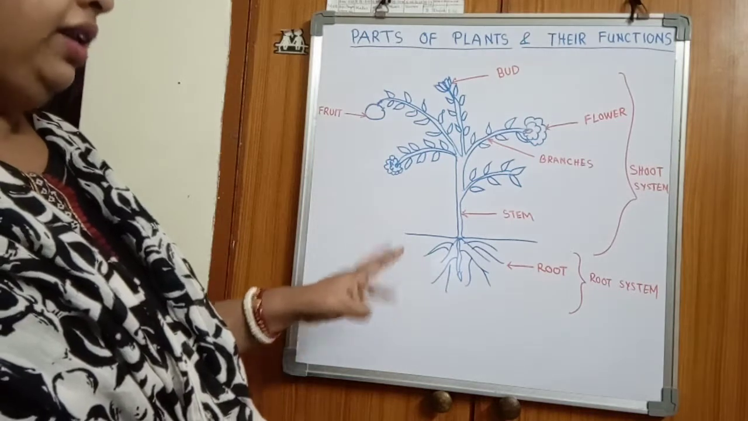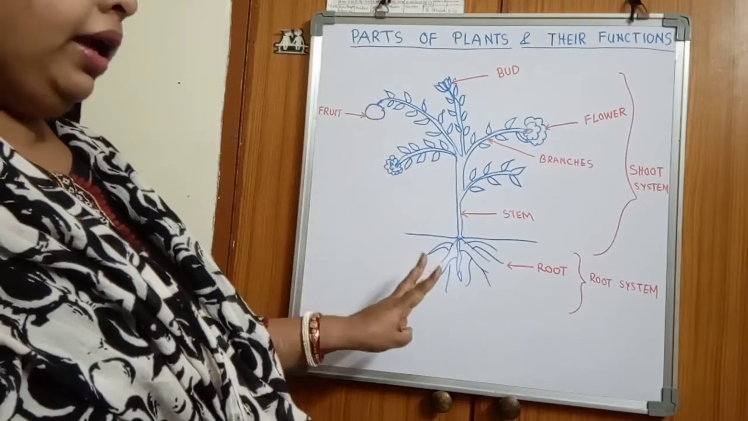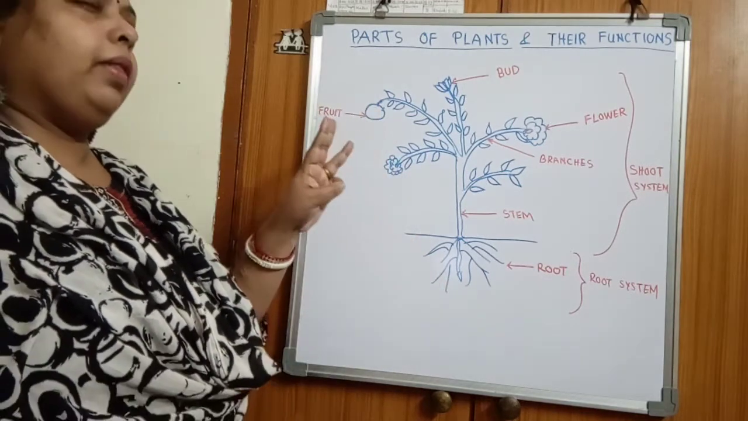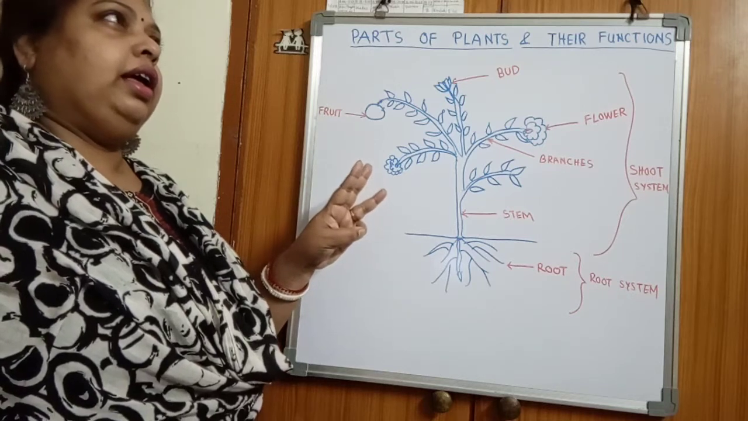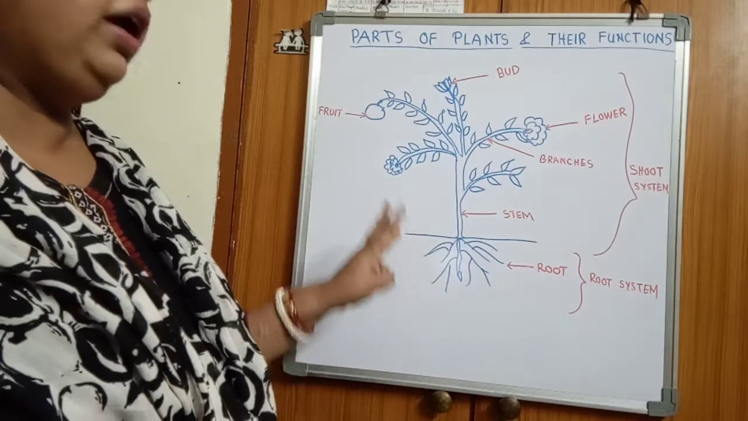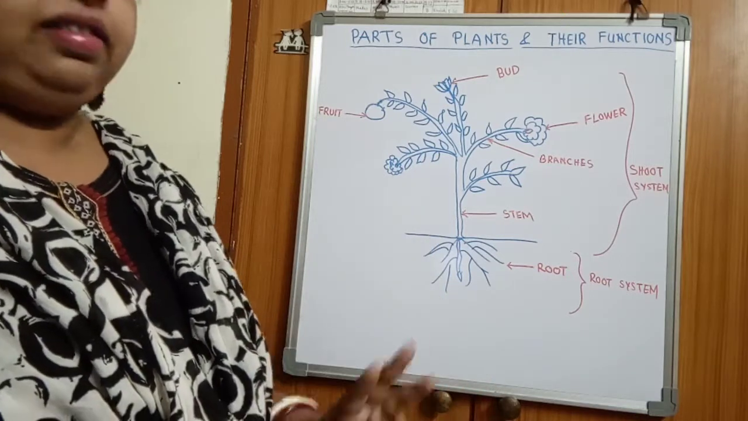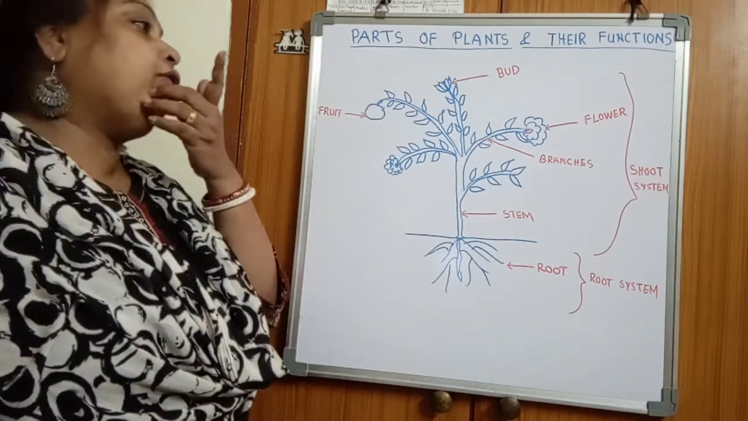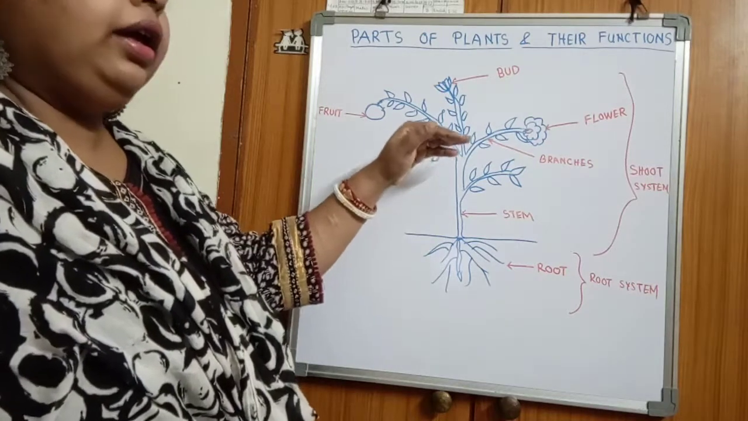And the fourth point is the roots help to stop the soil erosion. Is it clear? Okay. Now I am coming to the part that is above the ground.